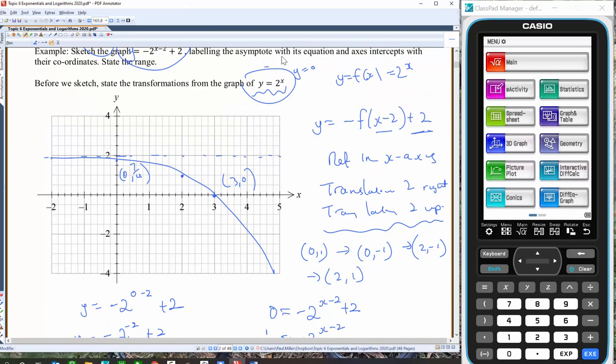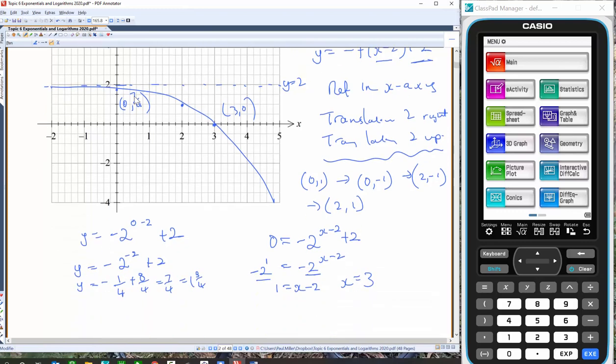Label the asymptote with its equation. Whoopsie. Axes, intercepts as coordinates. Check. State the range. Y is an element, so moving up from -infinity up to the asymptote, but you can't touch the asymptote, girls.